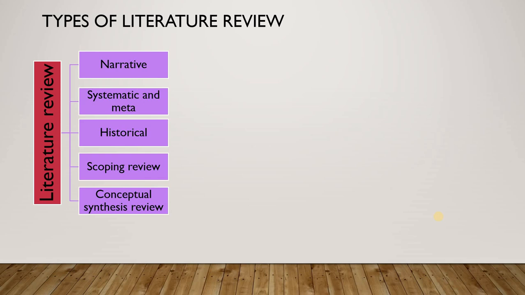On the other hand, you have a category called systematic and meta review, where you have a set of procedures or steps to be followed. We call it the PRISMA method, which is very popularly known. The PRISMA method helps me systematically arrive at a set of papers which will be helpful for my review.